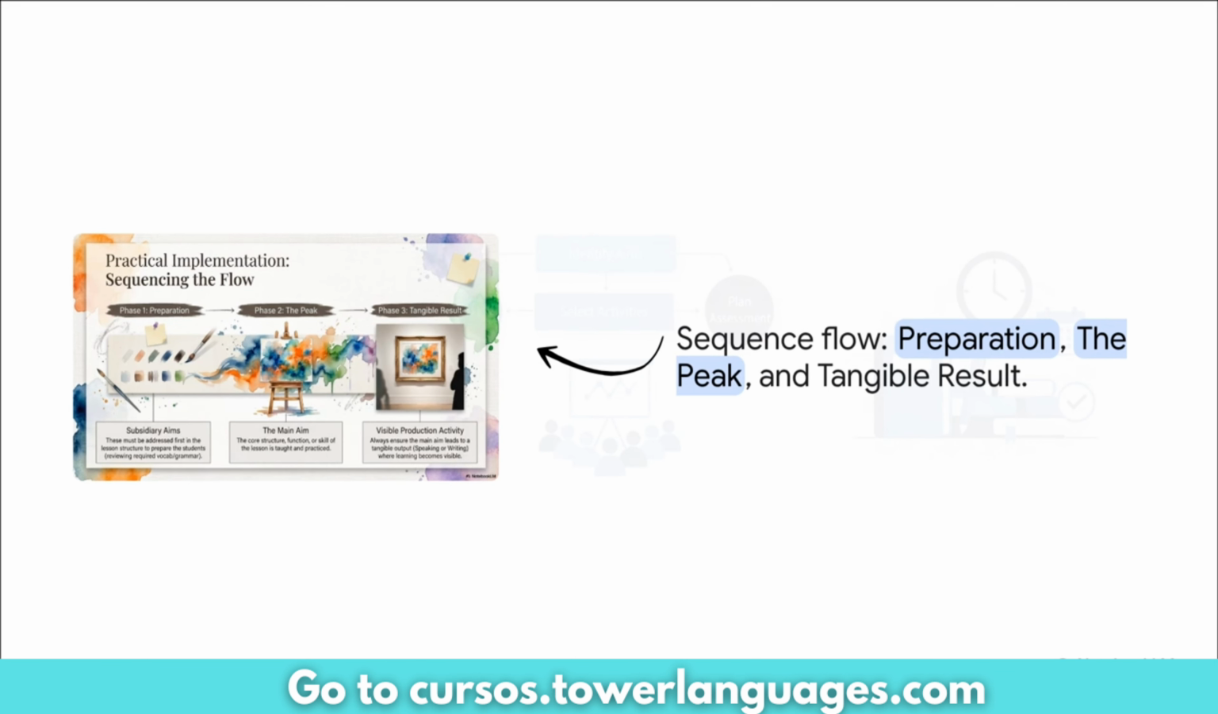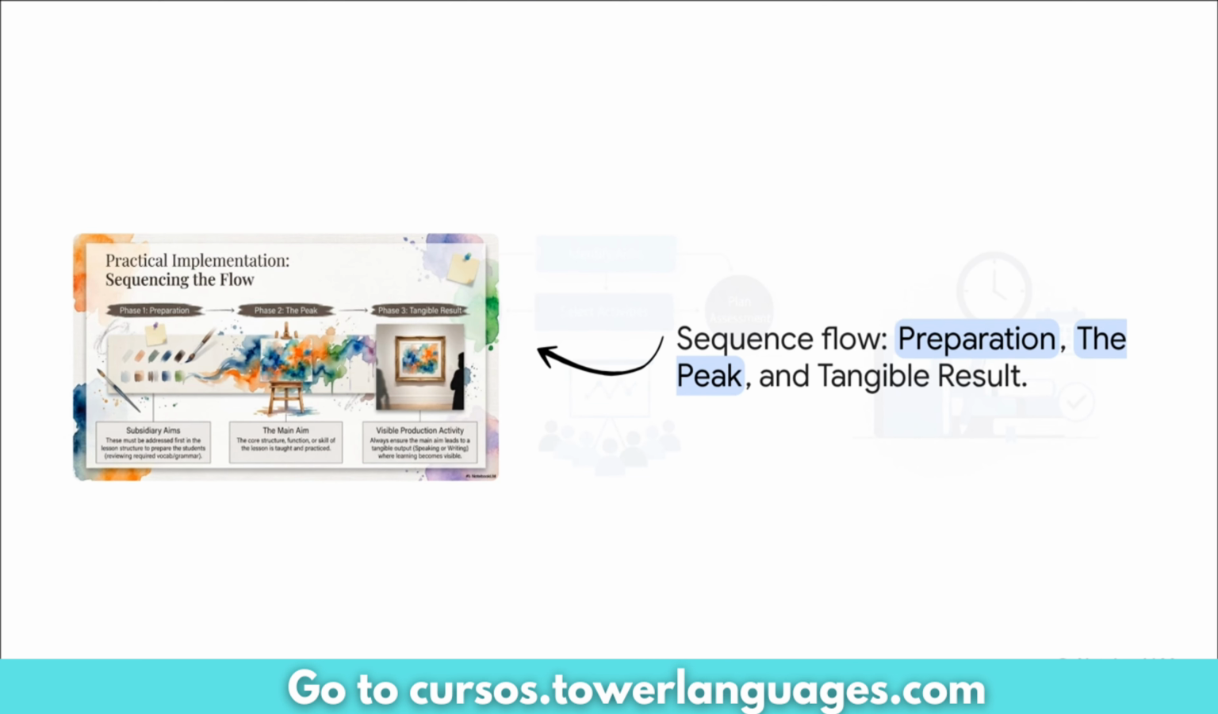All right, so you've identified your aims. What's next? Well, proper sequencing is vital for a smooth lesson flow. Practical implementation means you structure your lesson in 3 phases. In phase 1, the preparation, you address the subsidiary aims first. This prepares the students by reviewing required vocabulary or grammar.